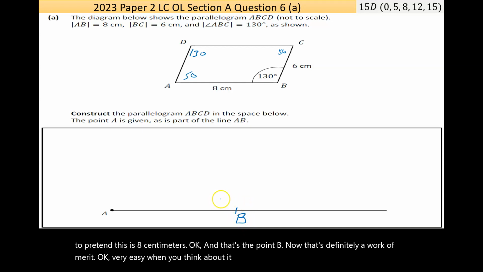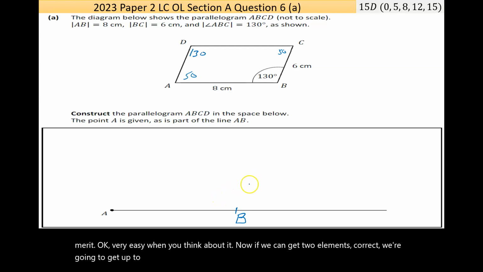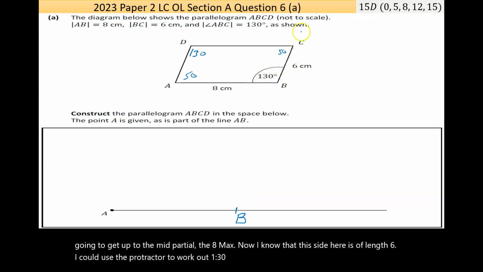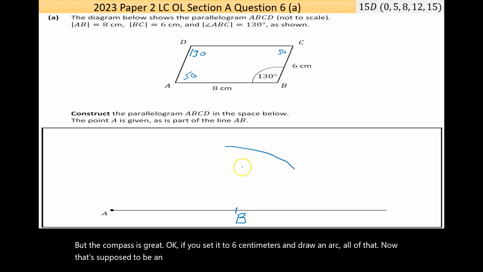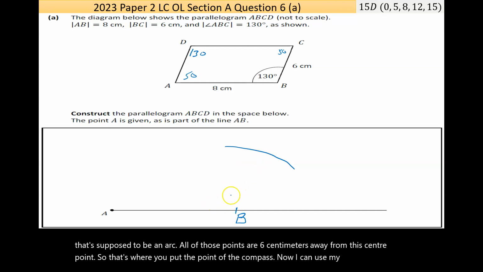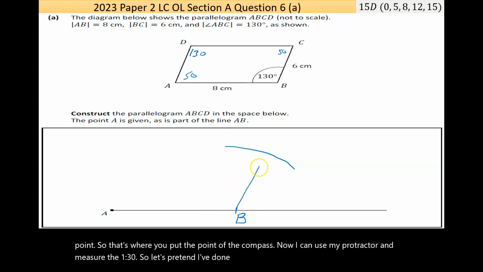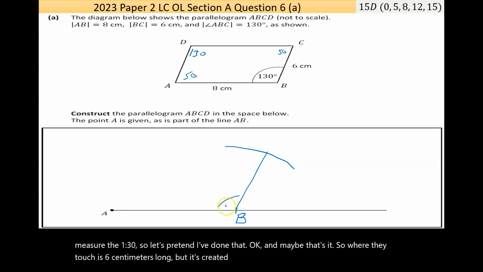Now, if we can get 2 elements correct, we're going to get up to the mid partial, the 8 marks. Now, I know that this side here is of length 6. I could use the protractor to work out 130 first, and then draw a line and measure 6 centimeters. But the compass is great. If you set it to 6 centimeters and draw an arc, all of those points are 6 centimeters away from this center point. So that's where you put the point of the compass. Now I can use my protractor and measure the 130. So let's pretend I've done that. So where they touch is 6 centimeters long, but it's created an angle of 130.